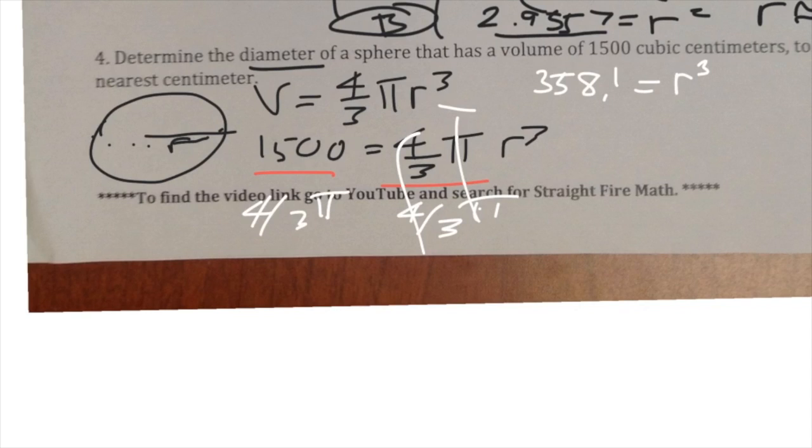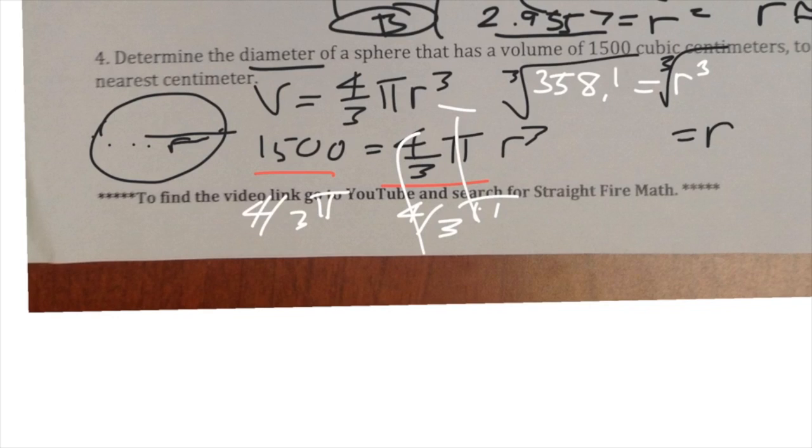I'm rounding it there just so I don't have to write the entire calculator display, but I'm going to take the answer that I've got on my calculator, and I'm going to get rid of the third power by doing a cube root on the calculator. Square rooting gets rid of squaring. Cube rooting gets rid of cubing. So I'll have r all by itself.